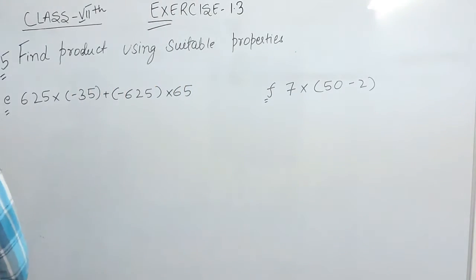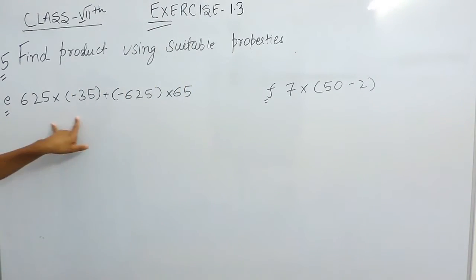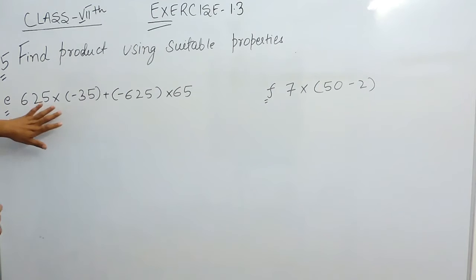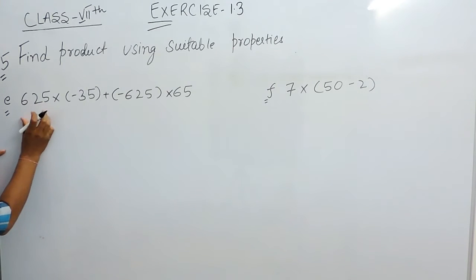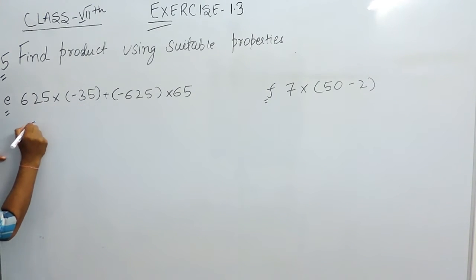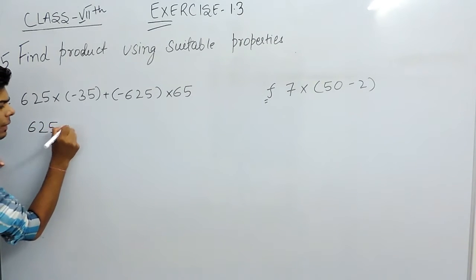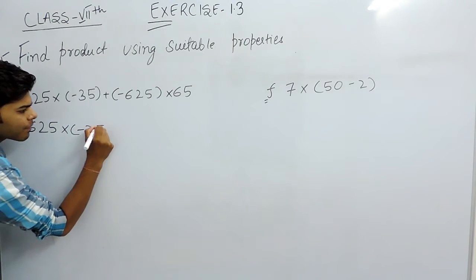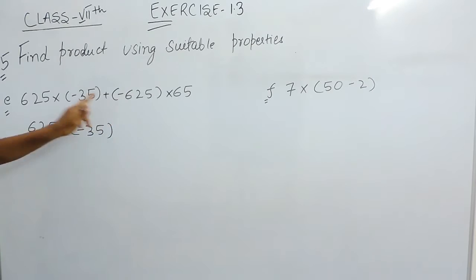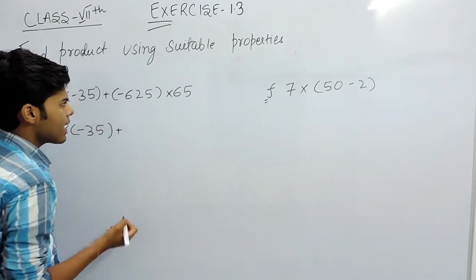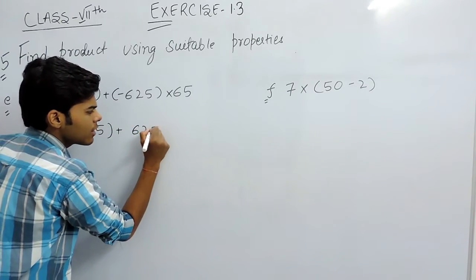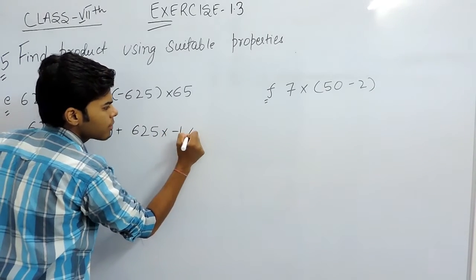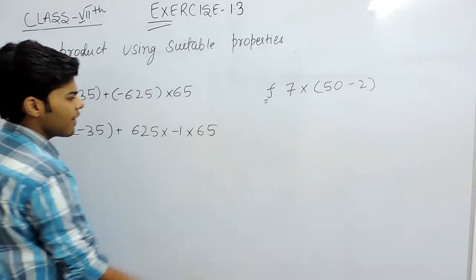Hello students, now we'll solve the remaining parts of question number 5 of exercise 1.3, means the fifth and sixth part. Now, the first one, as I told you, we can write this like 625 multiplied with minus 35. And here it is minus 625, so we can write it as 625 multiplied with minus 1 multiplied with 65.